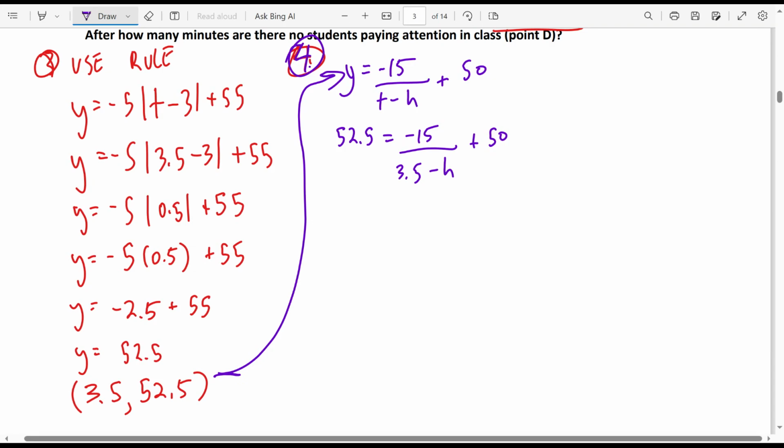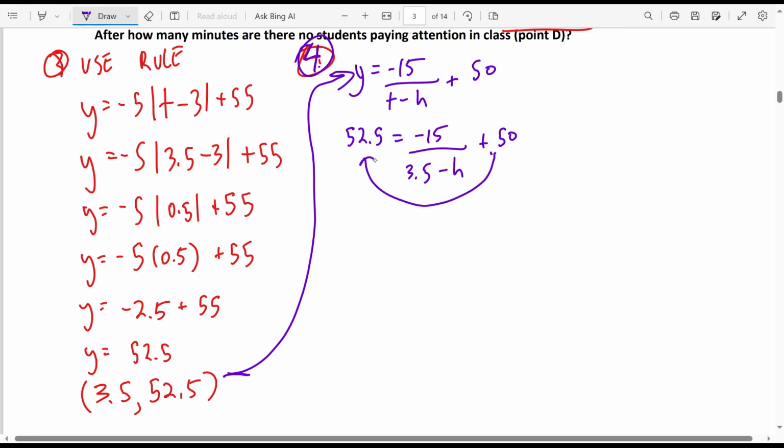To solve for this guy here, I'd get that 50 out of the way first. 2.5 is equal to negative 15 over 3.5 minus h, right? This is just your cross multiplying now, right, Kate? So it's going to be 2.5 times 3.5 minus h is equal to negative 15. So whatever that is, 8.75.